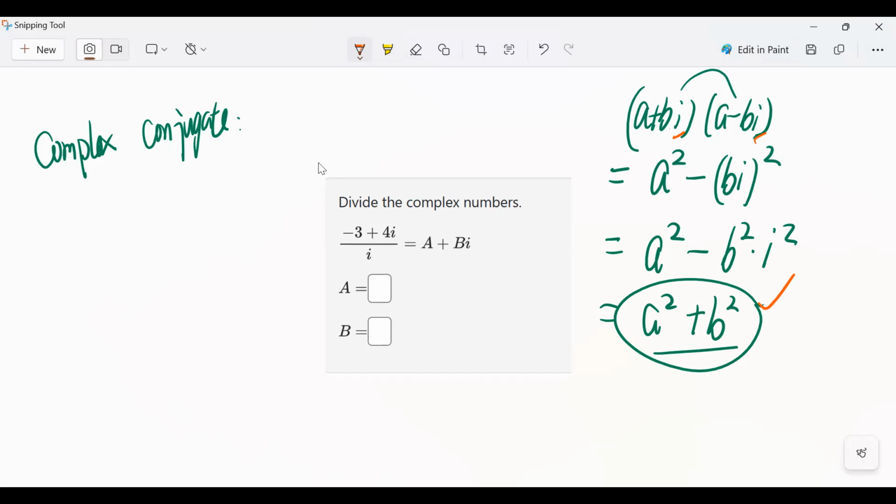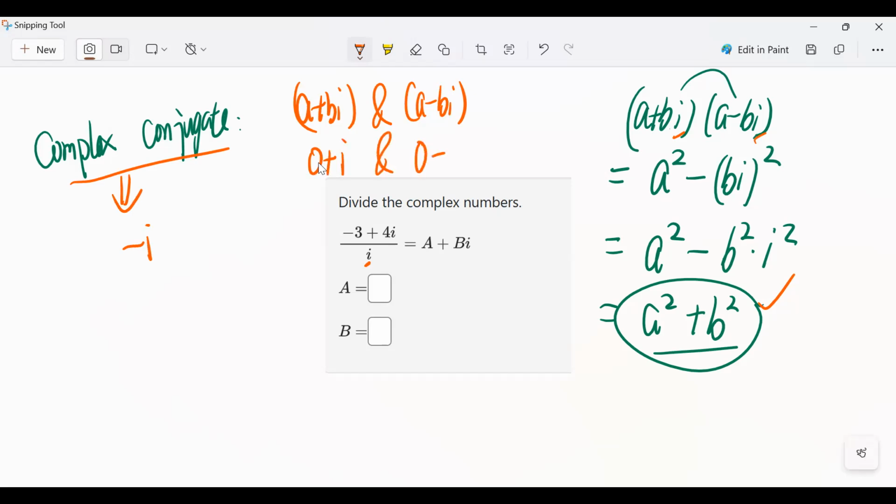So these two are what we call complex conjugates, a plus bi and a minus bi. In order to rationalize the denominator, we always need to multiply by the complex conjugate of the denominator. So here we get i, so the complex conjugate in this case will be -i. It's like 0 plus i, and then that will be 0 minus i, which is -i. That's why the complex conjugate of i is minus i.